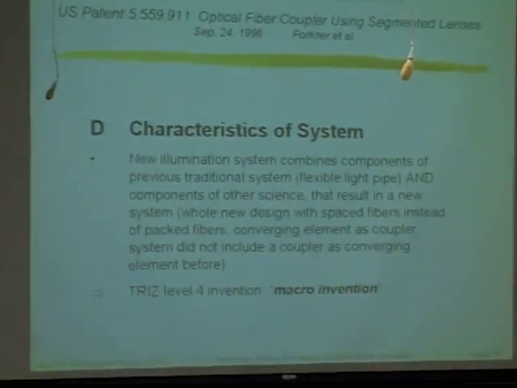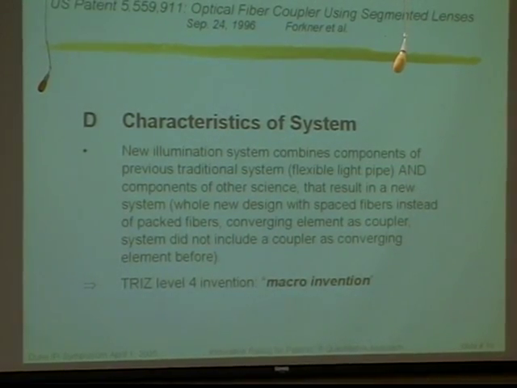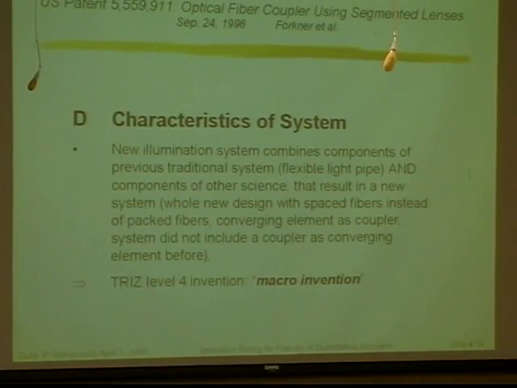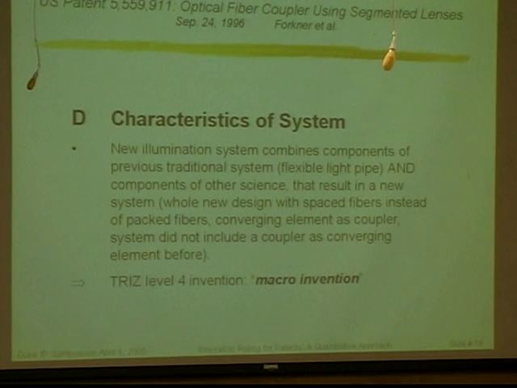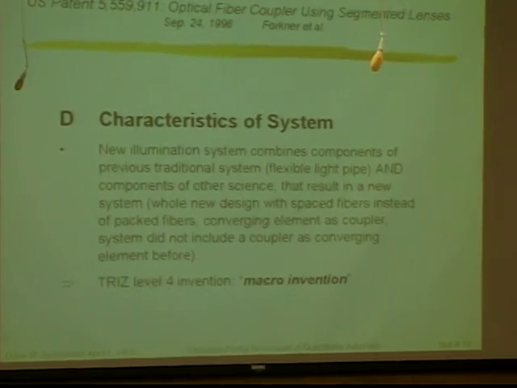Now we look at the characteristics of the system. The new illumination system combines components from the previously traditional system, which is a flexible light pipe, and new components of other sciences, and it results in a completely new system. Now, the difference between the old system and the new system is very significant. In the old system, the individual fibers that carried the light as a light pipe had to be spaced very closely together in order to carry as much light as possible, because every space between the individual fibers would take light in, but the light would get lost in those spaces.